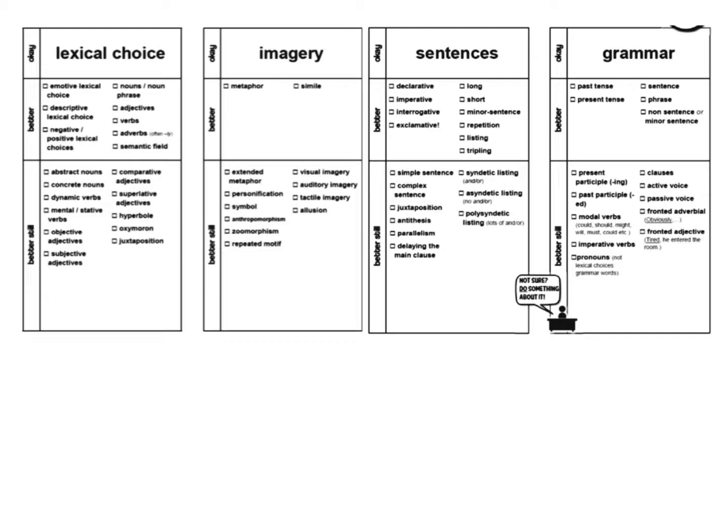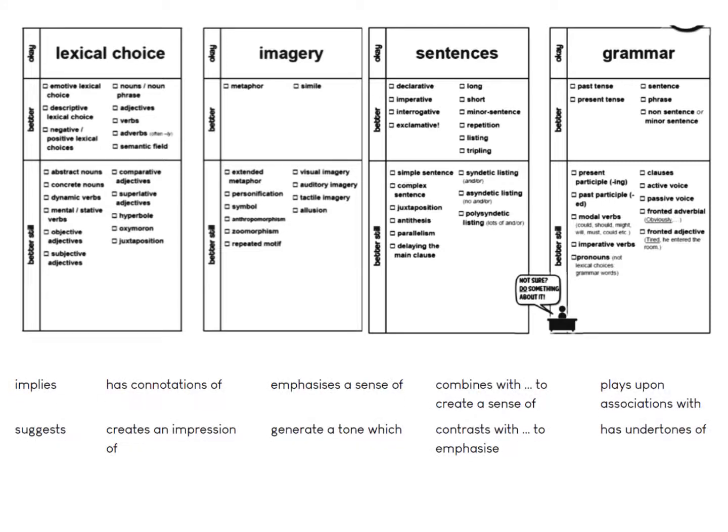As with paper 1, if you say it's emotive lexical choices, that's fine, but if you can talk about abstract nouns, dynamic verbs, hyperbole, those sorts of things, you will get a higher mark if you've got good things to say about them. And as with paper 1, this is the sort of thing that you're talking about.